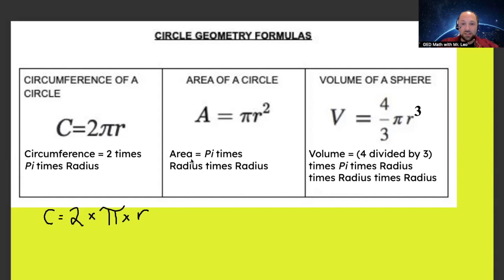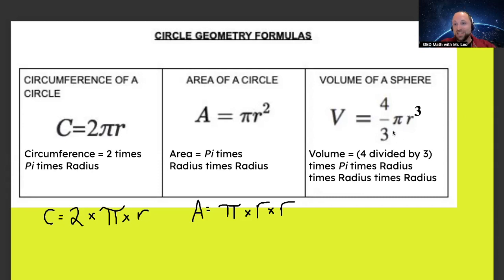So we could even write this one out as area equals pi times the radius times the radius again. This is what that second power means, radius times radius. All right, look at this third one. This is a pretty intense looking formula here. This is the formula for the volume of a sphere. Now it looks a little crazy.